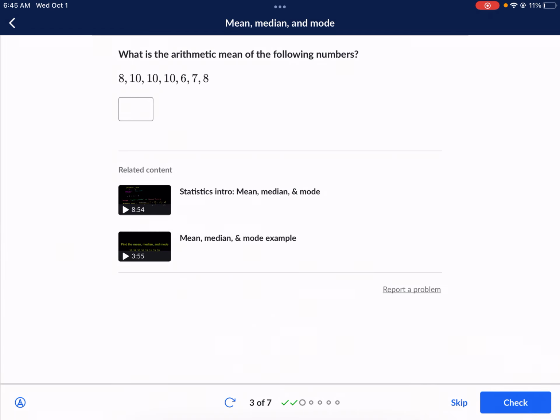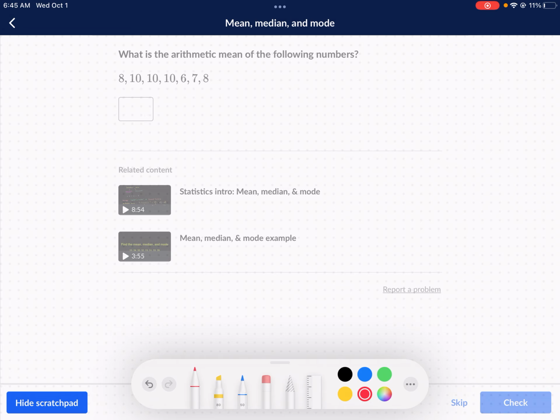What is the arithmetic mean of the following numbers? So when we're talking about mean, we are talking about the sum divided by the count. The sum is just all the numbers added together. It kind of helps sometimes putting it in order, but you don't have to. So I'm just going to go straight across here.